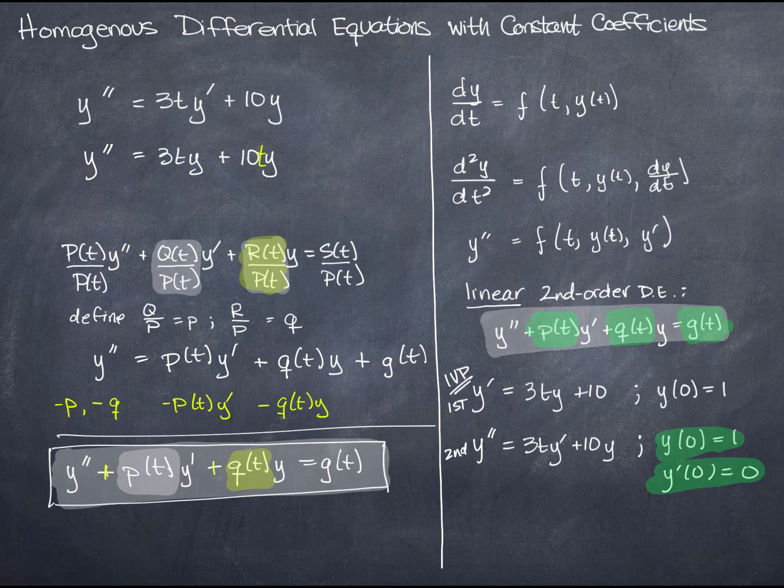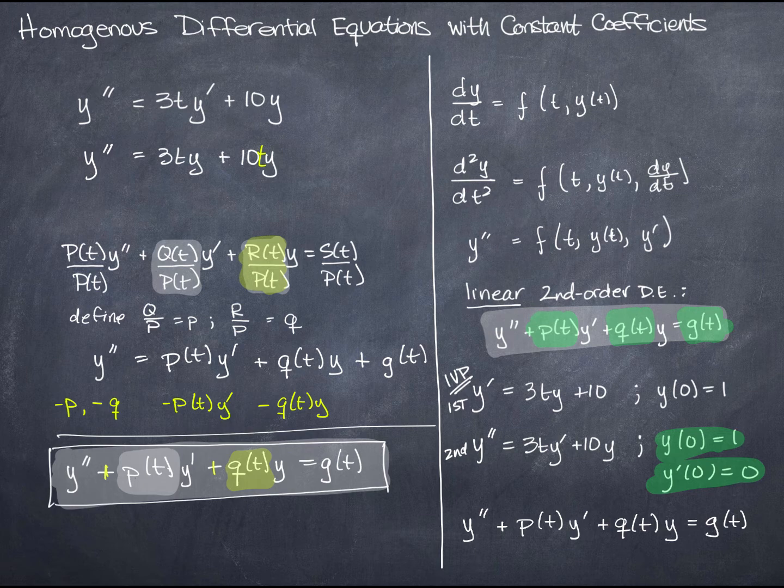Okay, one more piece of vocabulary, and then we're actually ready to start working on some of these. If I take a second order differential equation, such as the one that I've been playing with, this is a generic one, y double prime plus p of t times y prime plus q of t times y equals g of t. That's a second order linear differential equation.